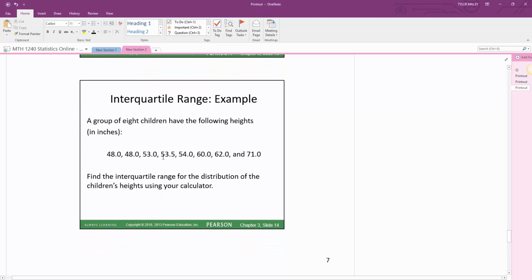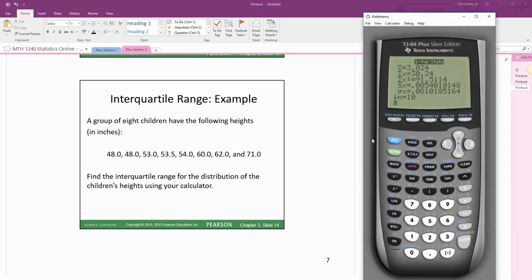Right, so here is finding the interquartile range. Here's an example, and we're asked to use our calculator to find the solution. So let's bring up our calculator. Remember, the first thing I'm going to do is go to second and memory, so hit the plus sign, and I want to go to clear all lists, right? Again, this just makes it helpful to get rid of all the data we put in before.